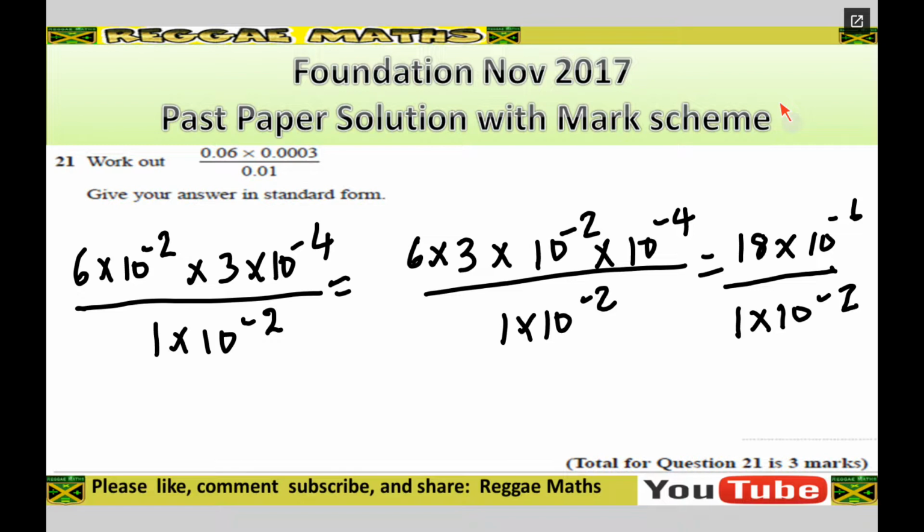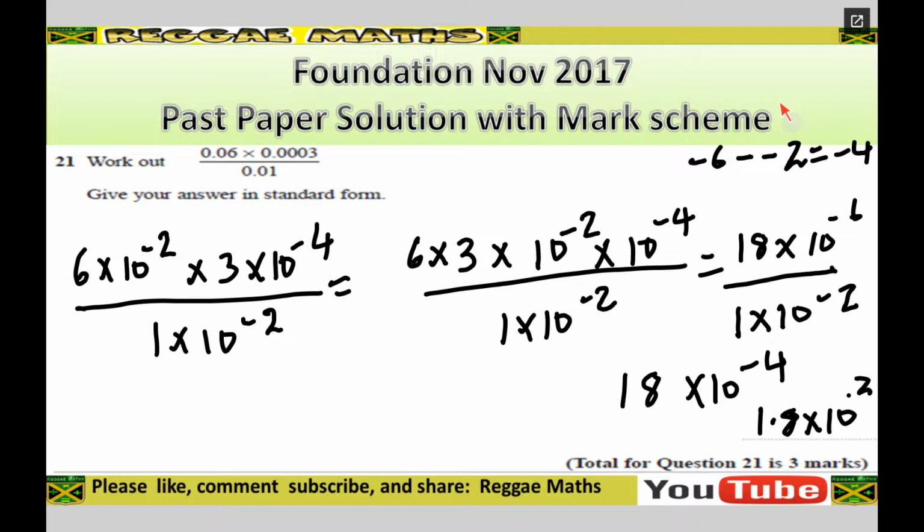Be very careful here. When you divide powers, you take away. So for the answer you end up with 18, because 1 into 18 is 18. But the key thing here is minus 6 minus minus 2 gives me minus 4. So that's times 10 to the minus 4. But this is not in standard form. So the answer is 1.8 times 10 to the minus 3.